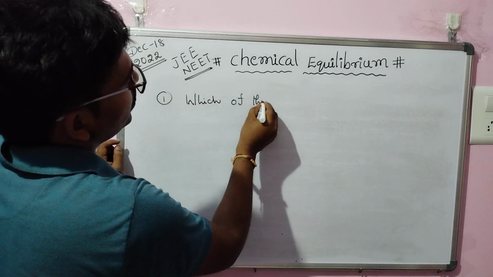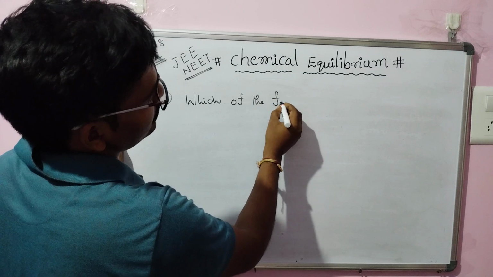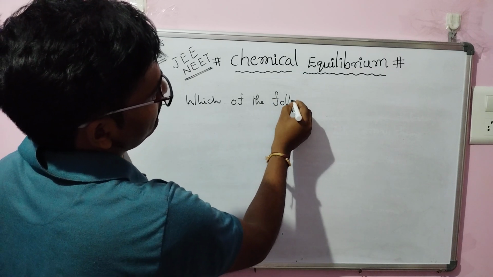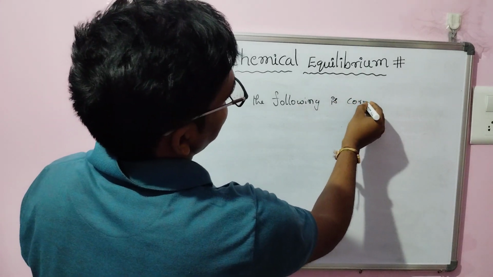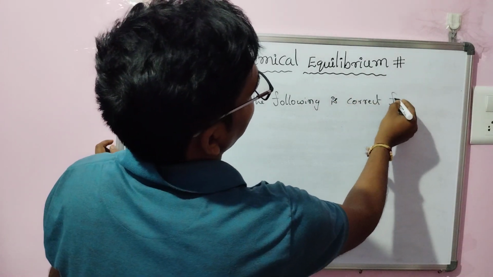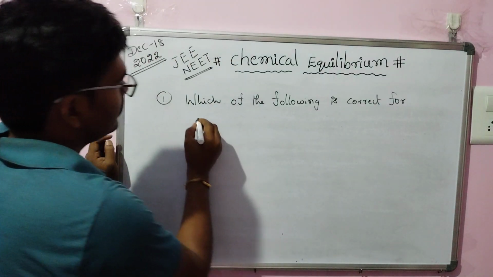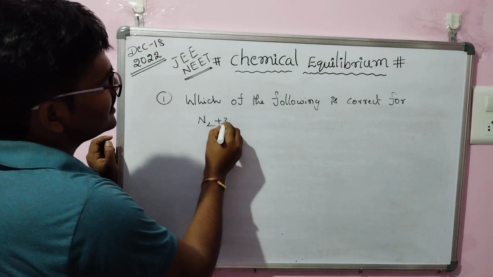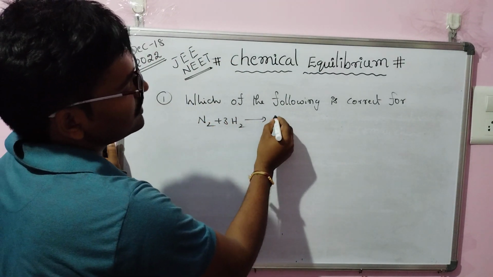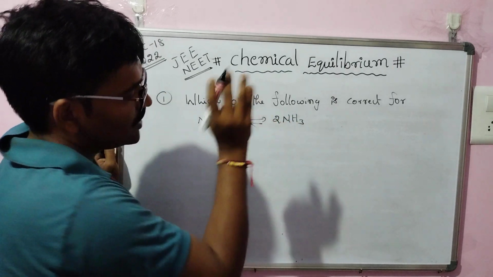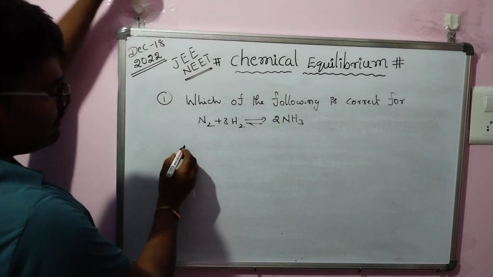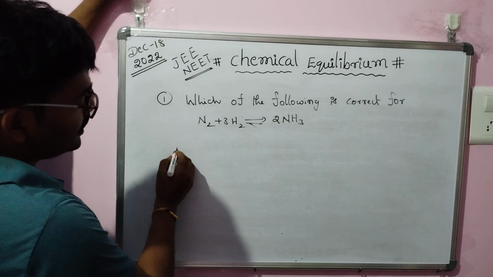Which of the following is correct for N2 plus 3H2 giving 2NH3? It is a reversible reaction, an equilibrium reaction only. They have given options like this. Graphs only are given.